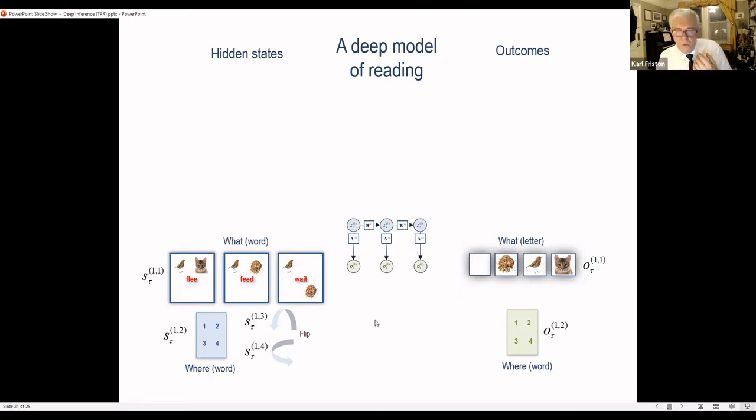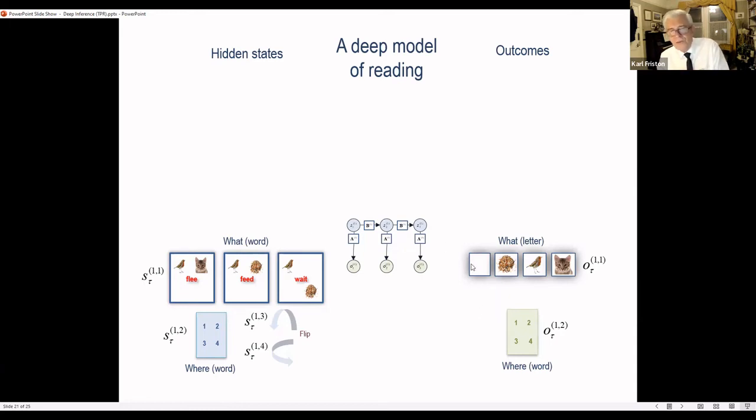So just rephrasing that, if I wanted to build a generative model, I would have to write down the latent states or the causes of what I actually see. And what do I see or what do I feel? Well, what I actually see is what I'm looking at. It's the letter at hand. And also, where am I looking? You know, quadrant 1, 2, 3, and 4. But to generate this, I have to know what word I am looking at and where I am looking. So if it's flee and I'm in position 1, then I'm going to see a bird. So I have to know this in order to generate these outcomes.